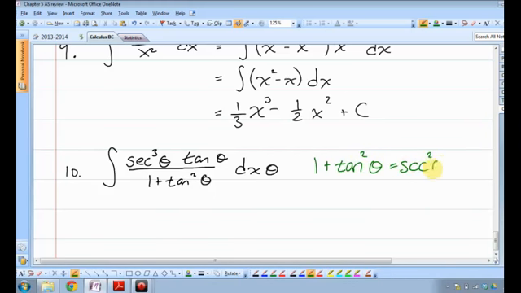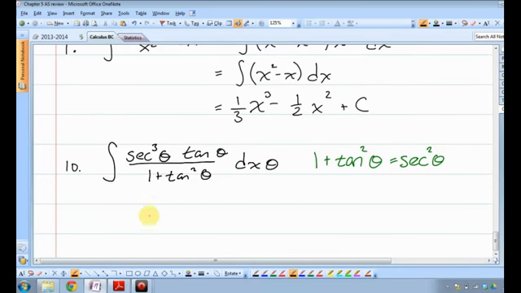Wait, isn't it 1 plus? Oh, 1 plus tangent squared equals secant squared, on the bottom. No, typo. Okay. So we're going to use that identity. You get secant cubed theta tangent theta over secant squared theta d theta. Again, you're utilizing the 1 plus tangent squared identity.